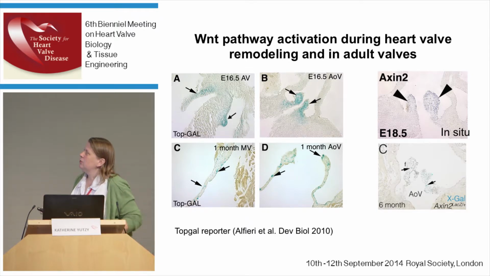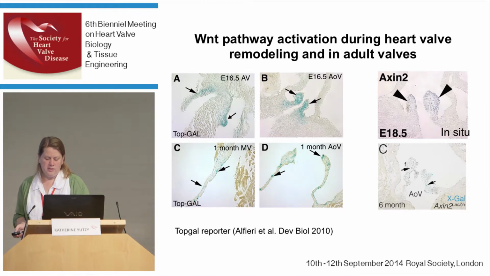And then Axin2 is a Wnt downstream target. We see expression again in the semilunar valves, sort of throughout the valves, and then we also see a reporter gene active in adult valves. And so what this tells us is that the Wnt pathway is active both during valve development and during adult valve homeostasis.